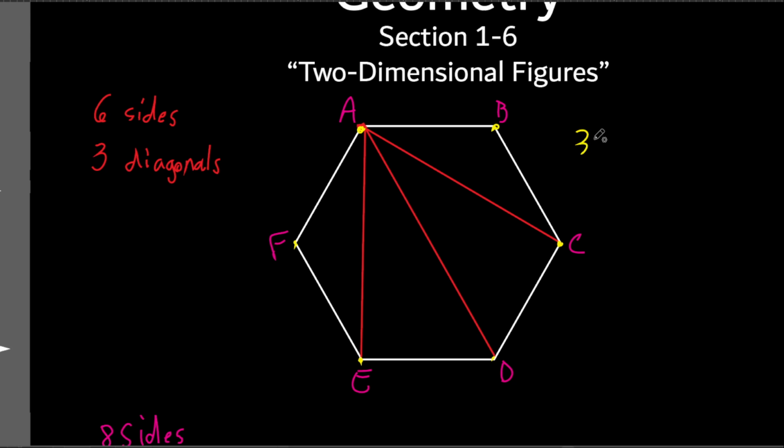It'd be 3 times what? 6. Where'd the 3 come from? Well, it's 6 sides, so you're going to have 3 diagonals from each point, right? And if you can draw 3 diagonals from every single point, and there are 6 points, so how many total diagonals can I draw? I can draw 18, okay? I'm not going to get too far into this next part, but I want you to see this.